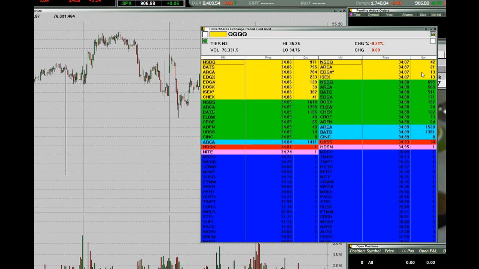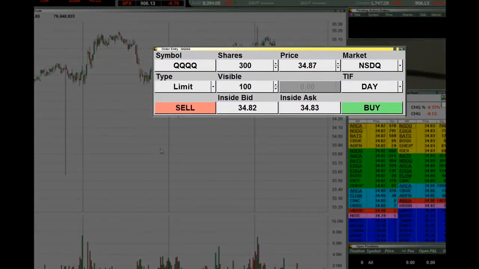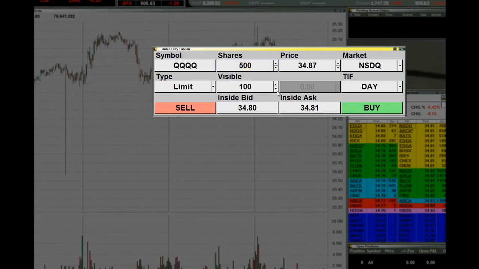Another important thing to remember about the Level 2 screen is that not all bids and offers appear on Level 2. If we take a look at my order entry screen and I do a limit order on the Qs for 500 shares, I can select how many shares I want visible on the Level 2.